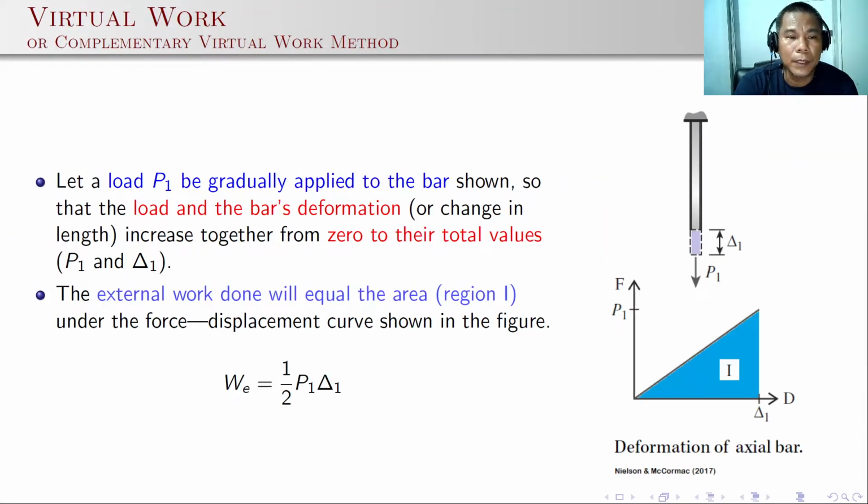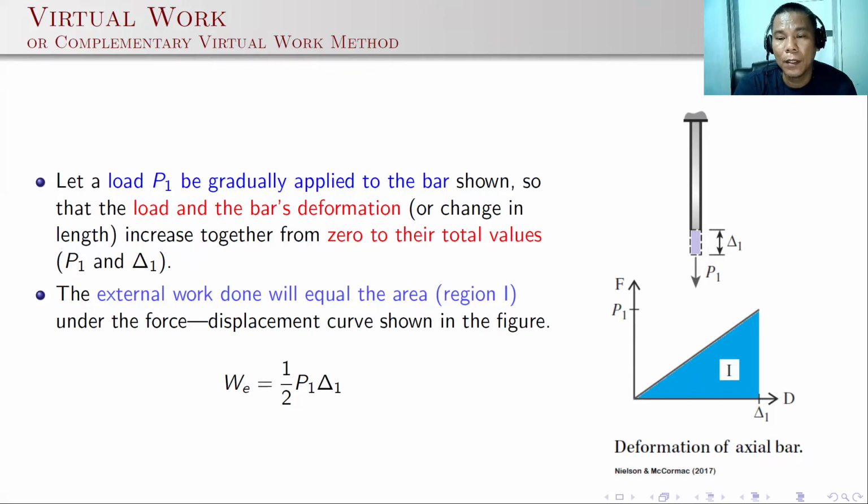Let a load P sub 1 be gradually applied to the bar as shown. Gradually applied, so we can assume it to be a static load. Actually, if you just apply it directly, it will become a dynamic load. But since we apply P sub 1 gradually, the load and the bar's deformation, or the change in length, increase together from 0 to their total values.